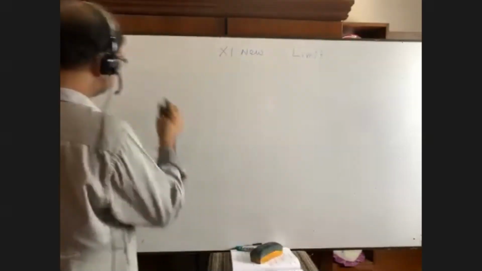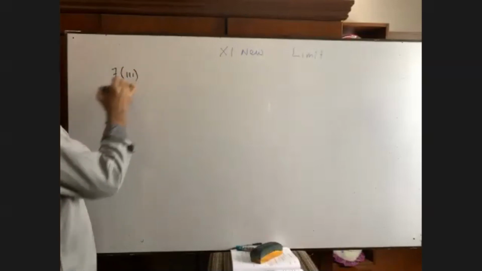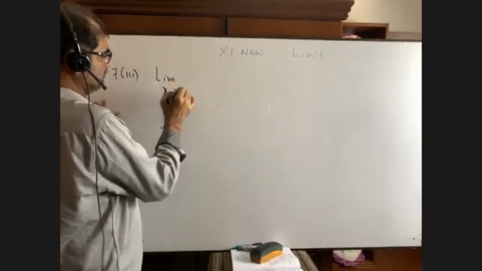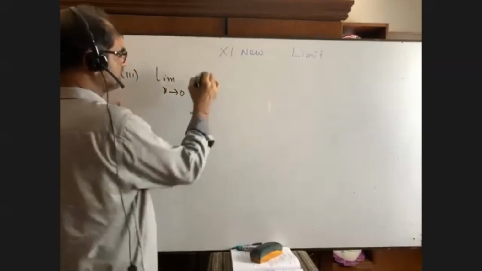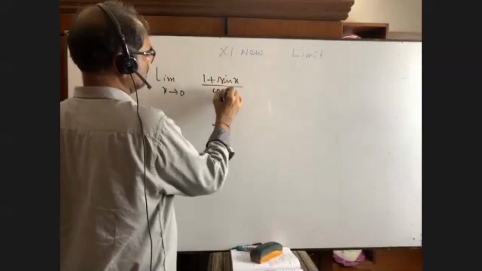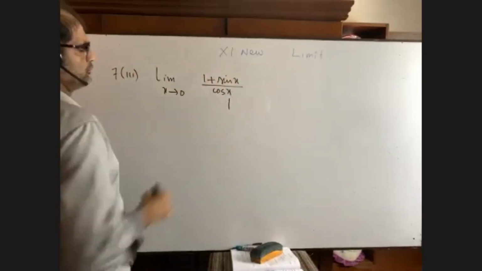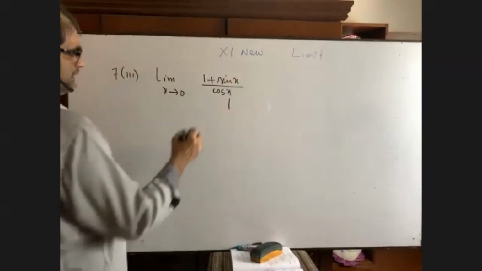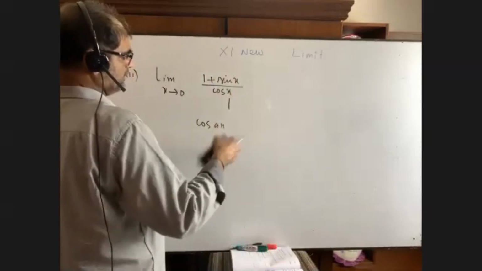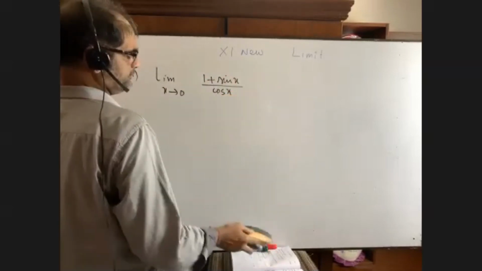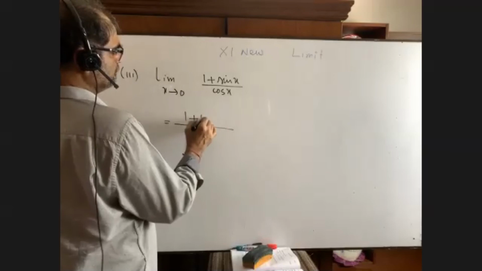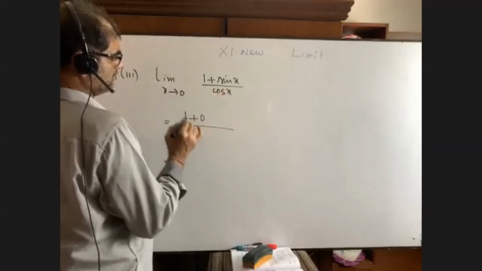Question number 3 of 7. You see, limit x tends to 0 of 1 plus sine x by cosine x. At first, it is only x. So please try to understand. If it was like cosine ax, then we could not. But it is only x. Now you know, dear students, if I put the value here, 1 plus 0 by cos 0 equals what? 1. Our math is done.